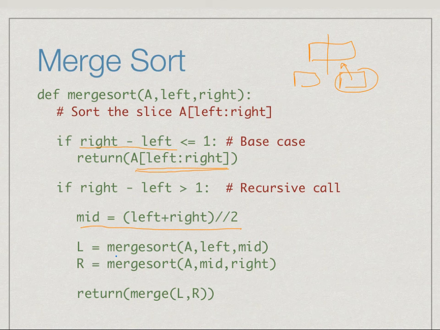Then we recursively sort the portion from the left-hand side of the current slice to the midpoint and put it in L. Then we take the midpoint to the right, put it in R. And we use our earlier function merge to get a sorted list out of these two parts, L and R, and return this. So this is a very straightforward implementation. There are no tricks or pitfalls here.